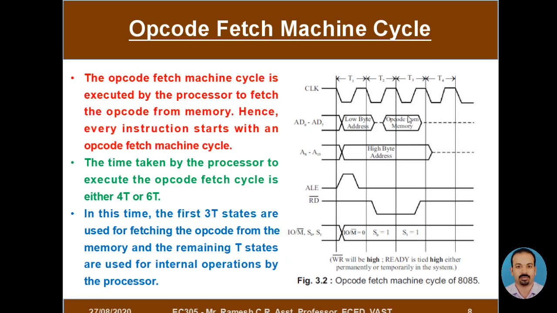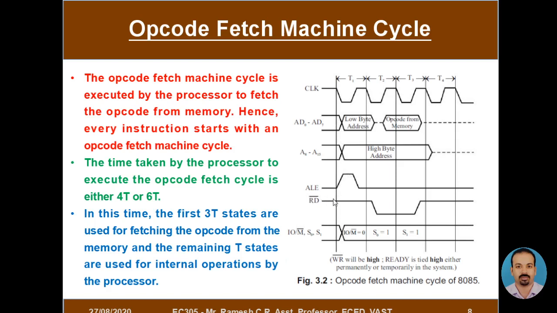Okay, so it is a 4 T state machine cycle. At the falling edge of the first T state, the address is placed onto the address buses. That is, the higher 8 bits of the address are placed on the A8 to A15 bus, and the lower address byte is placed on the AD0 to AD7 bus. At the same instant, the address latch enable signal goes high.